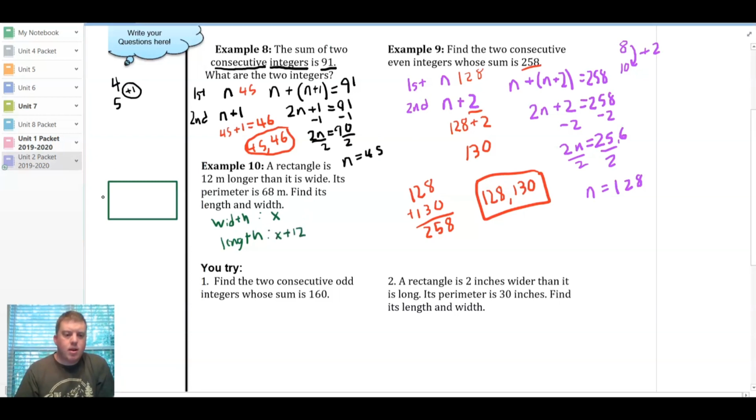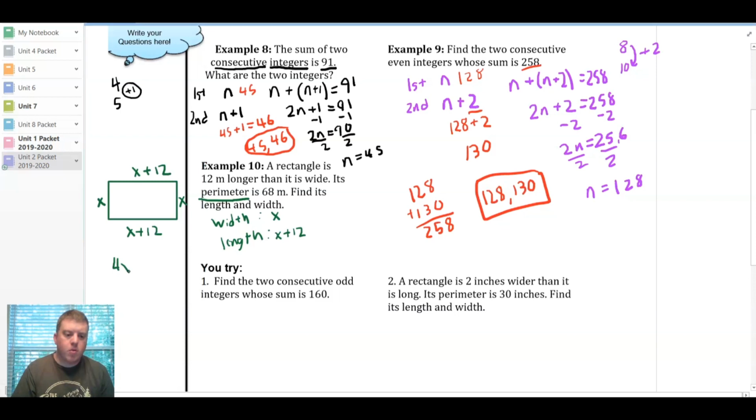So when I label this on my picture over here, I'm going to have x. I'm going to have x plus 12. Now we are looking for perimeter, and our perimeter was 68. So when I think about perimeter, that means I'm going to have to add up all four sides together. So just like we've talked about several times this year, opposite sides of rectangles are congruent. So that means that this is going to have to be x plus 12, and that this is going to have to be x. So I'm going to add all four of those sides together and combine like terms.